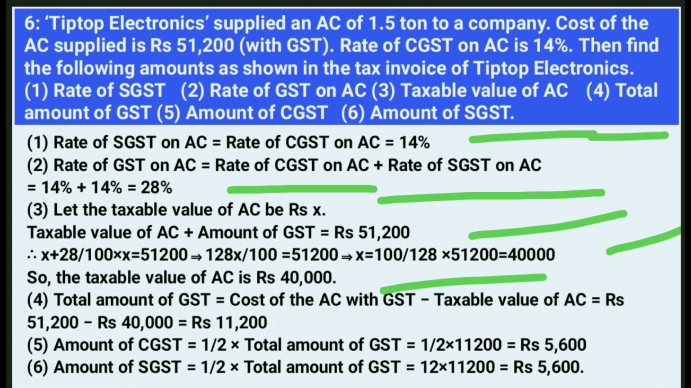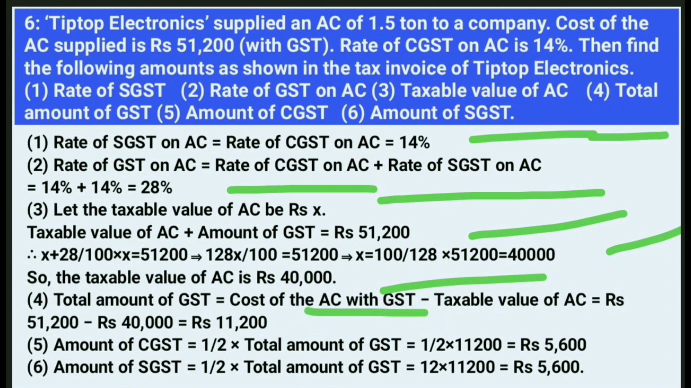4. Total amount of GST is equal to cost of AC with GST minus taxable value of AC is equal to 51200 minus 40000, that equals to 11200.